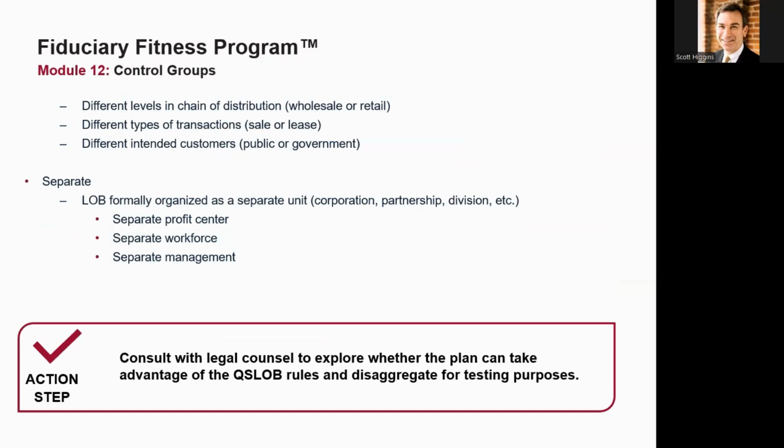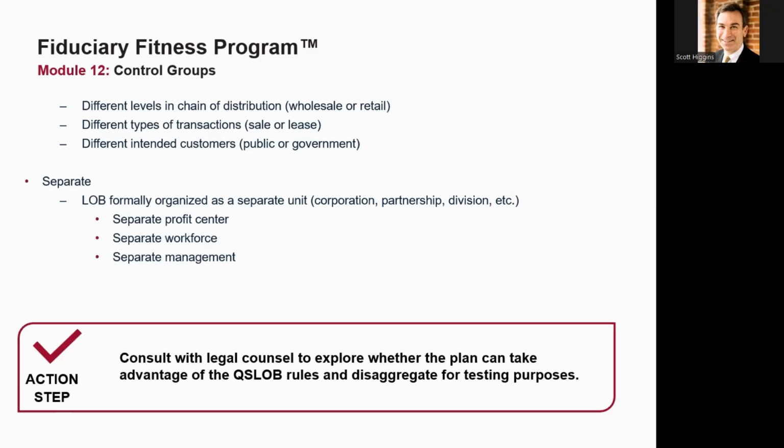They also have different levels in the chain of distribution. They could have a wholesale or a retail distribution. So these are the things that go into defining whether it's a Q SLOB or not. Also, different types of transactions. One may be a leasing organization, one may sell a product.